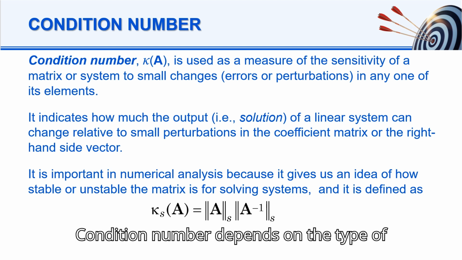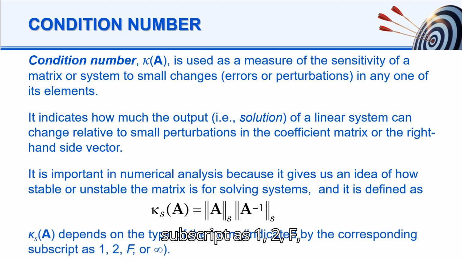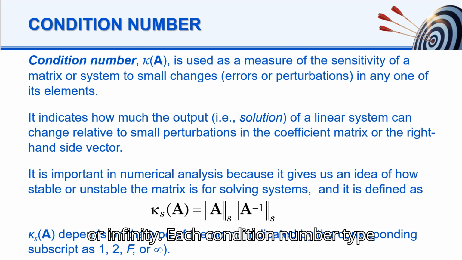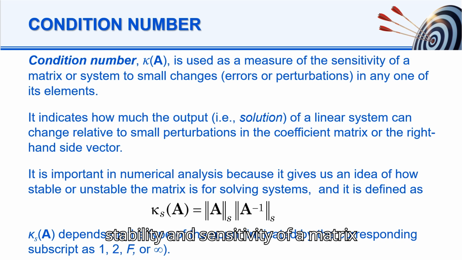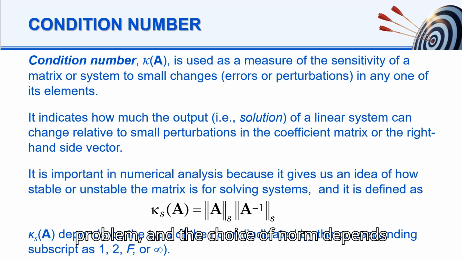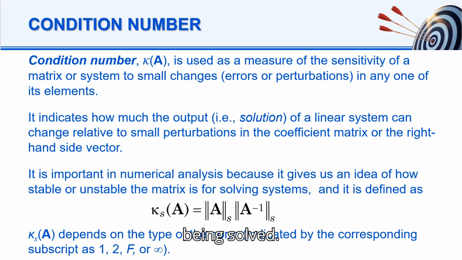Condition number depends on the type of the norm, indicated by the corresponding subscript as 1, 2, f, or infinity. Each condition number type provides a different perspective on the stability and sensitivity of a matrix problem, and the choice of norm depends on the specific application or problem being solved.